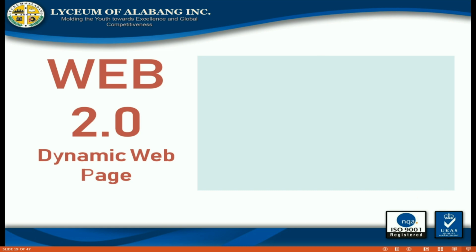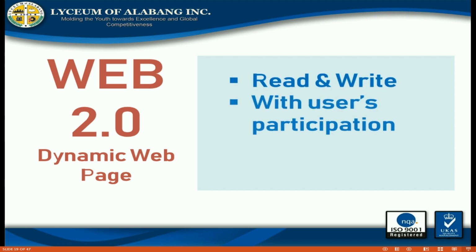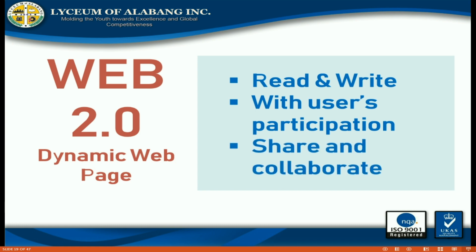Web 2.0, or dynamic web page. Read and write, with users' participation. Share and collaborate. Web 2.0 is the read-write internet that participates in content creation through sharing and collaboration. From static HTML pages, it transitions to dynamic web pages.